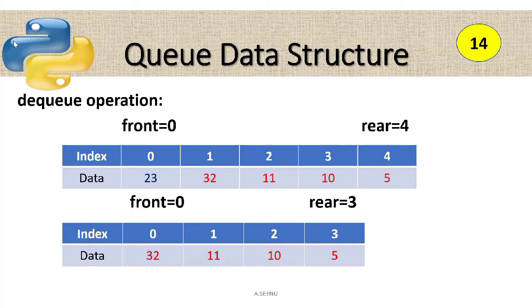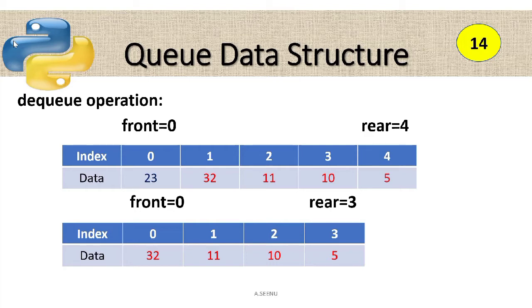Coming to the dequeue operation, take our list which is filled with all the values. Front is at 0 and rear is at 4. Now I want to remove the first element from index 0, because that is the front, the place where you remove elements. So 23 will be removed, and 32 comes to the place of 23 and 11 comes to the place of 32.